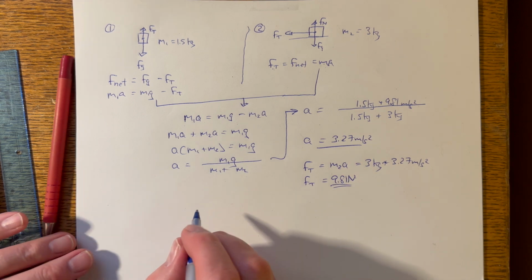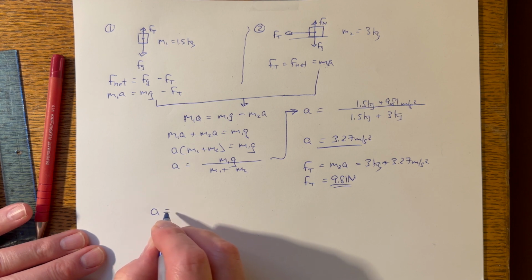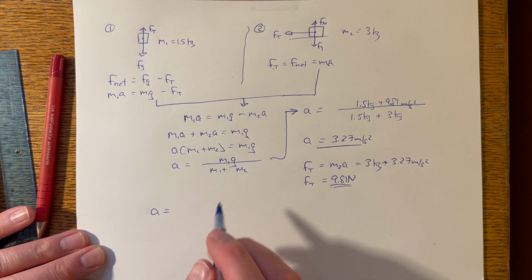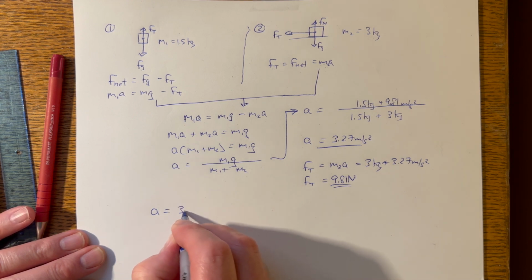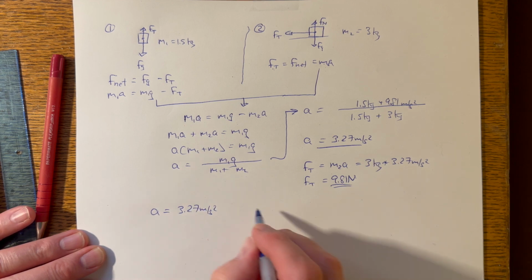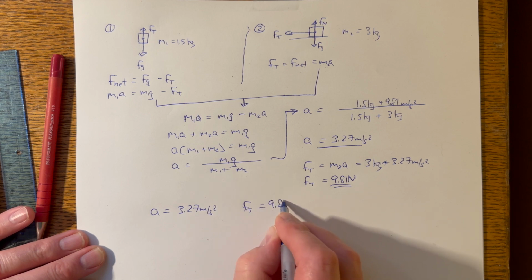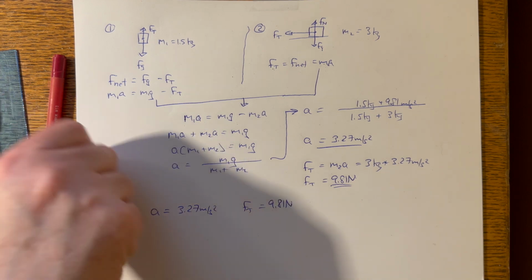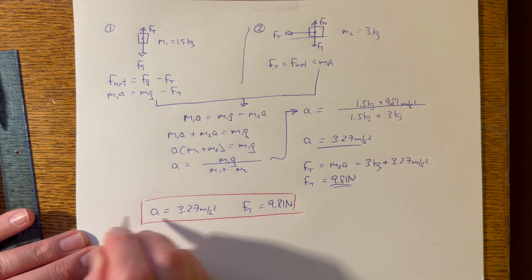That's something. So, at the end, our acceleration to 3 significant digits, we're told here, is going to be 3.27 meters per second squared, and our tension force in the string is 9.81 newtons, like so. And we're done.